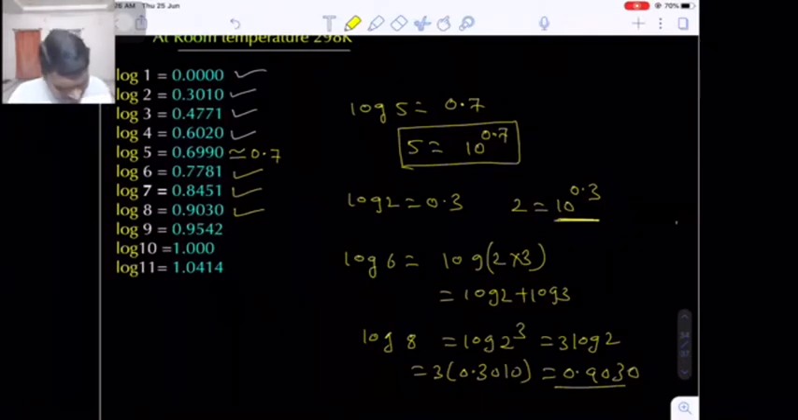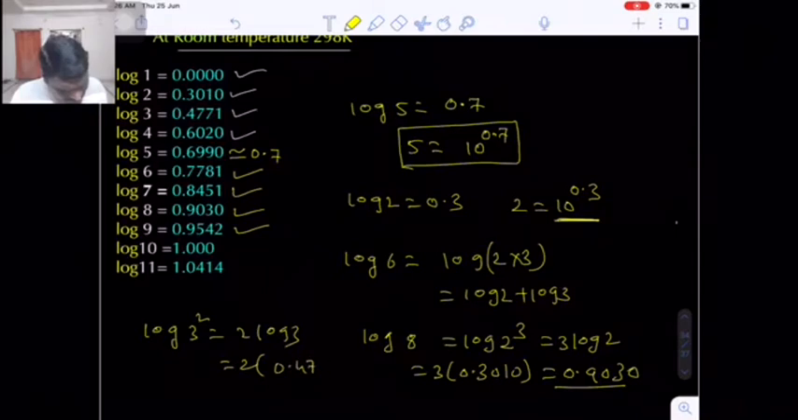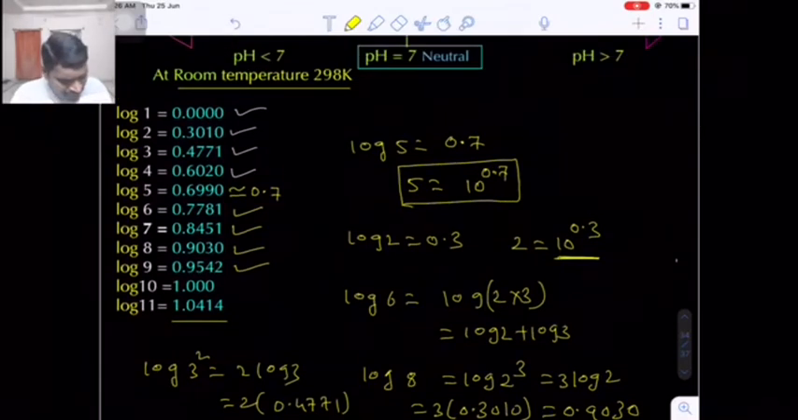Logarithm 8 value. Okay. Now what is the log 9? Log 9 is log of 3 square. That will be 2 into log 3. So 2 into what is the log 3? 0.4771. That is 0.9542. Okay. Log 10 value is 1. Log 11 value is 1.0414.